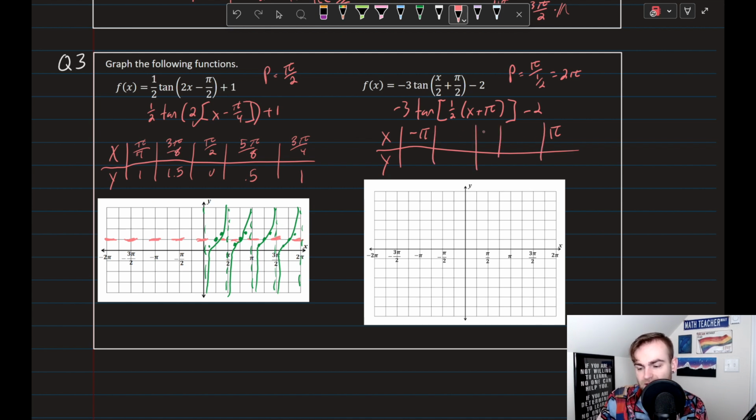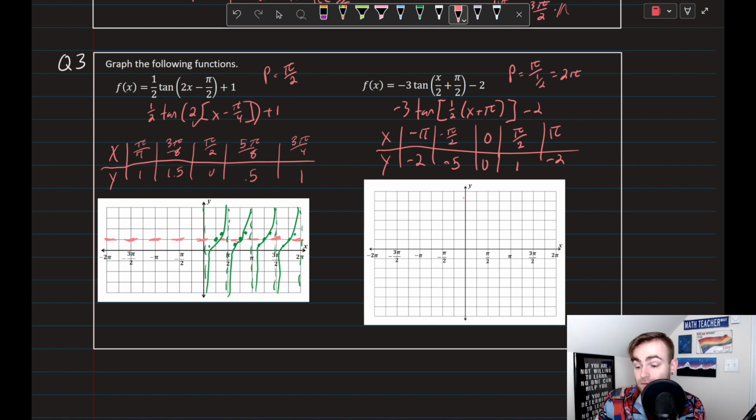So I'm taking all of that into account. 0 would be in the middle. I know that the middle is going to be negative 2, negative 2. This is going to be undefined. And then I know that it's going to go down instead of up because we have this negative here. And I know that my value is going to be 3 below and then 3 above. So 3 below would be negative 5, 3 above would be 1. And then finally in here I have negative pi over 2 and then pi over 2 because everything is evenly distributed on the x's.